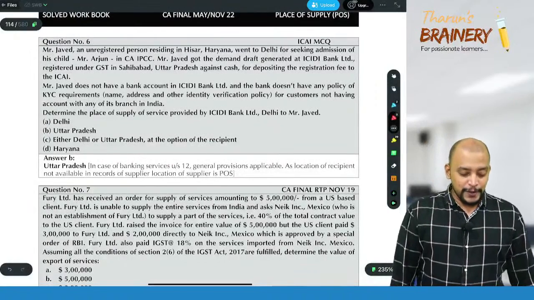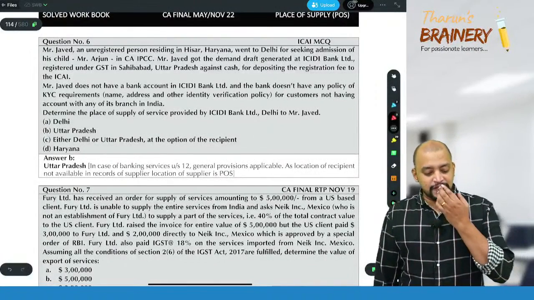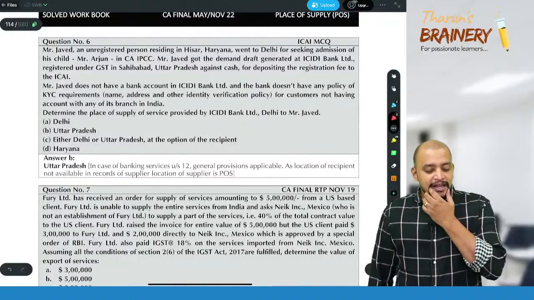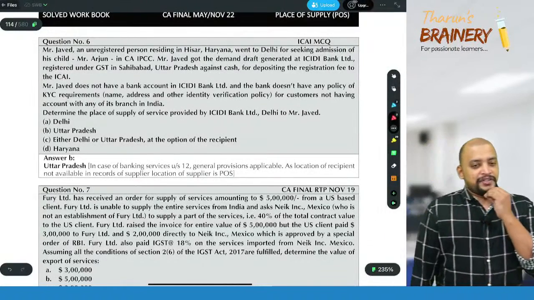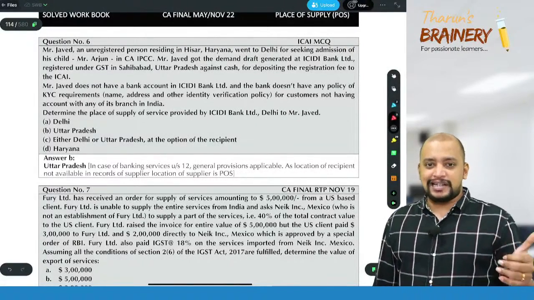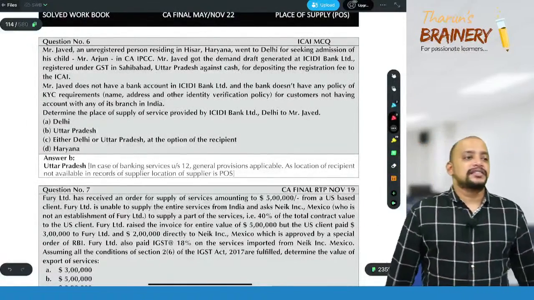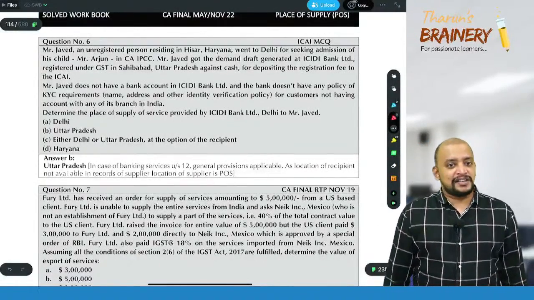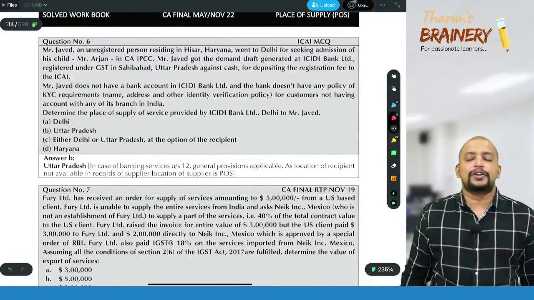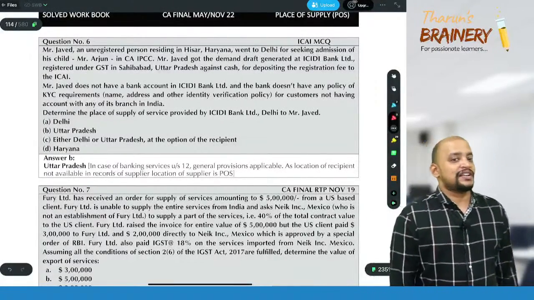Okay. So, determine the place of supply of service provided by ICICI Bank Limited, Delhi to Mr. Javed. First of all, we need to take services. What is the service? Banking and other financial services. So, section 12 only, banking and other financial services.